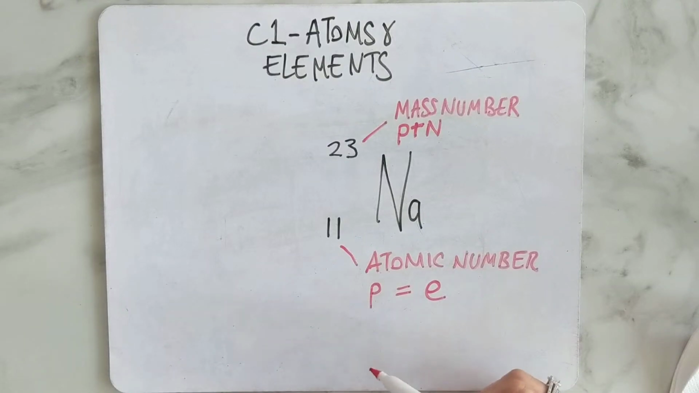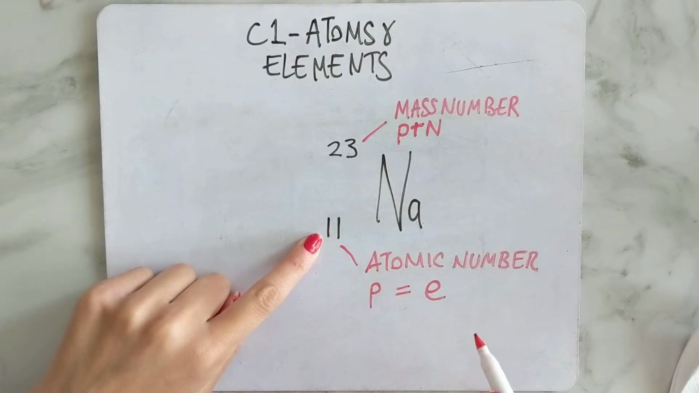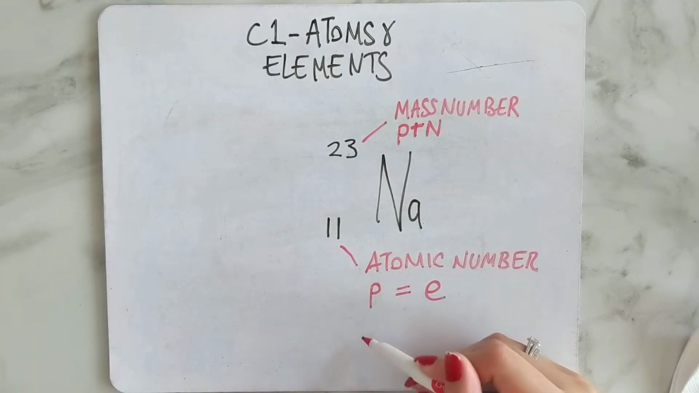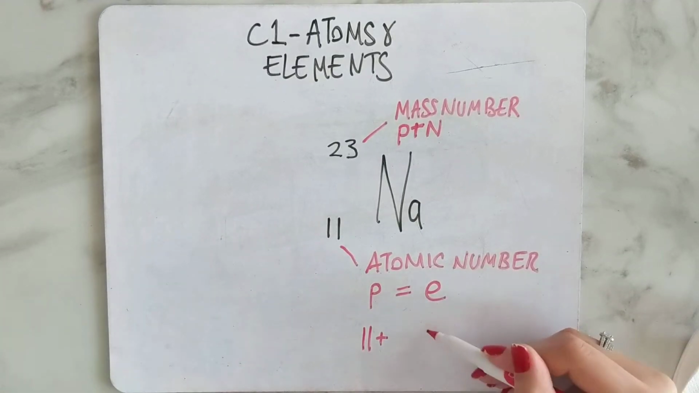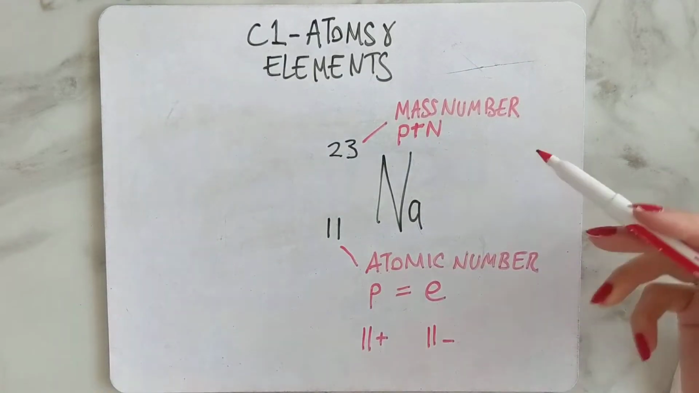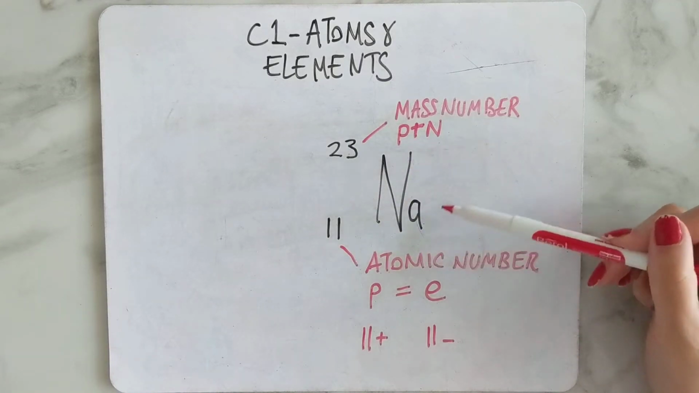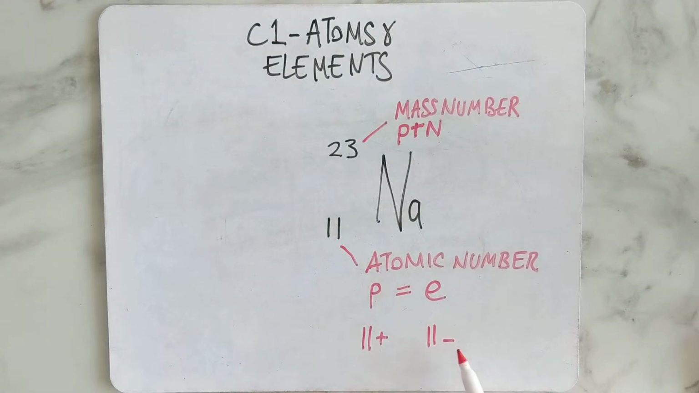But it's also equal to the number of electrons. Because remember, protons have a positive charge. So let's say, okay, I've got 11 protons here for sodium. So my atom has an 11 plus charge. It also has 11 electrons, so it has an 11 negative charge. So these 2 charges cancel out, and that's why this element overall has no charge. It's neutral, because the positive charge and the negative charge cancel out. So protons and electrons are always the same for elements. Okay.